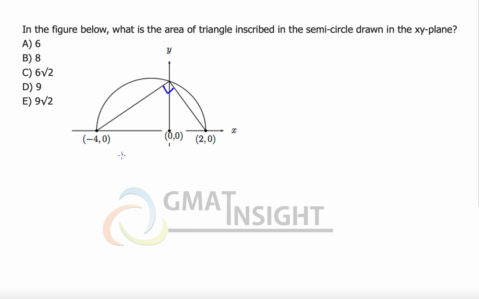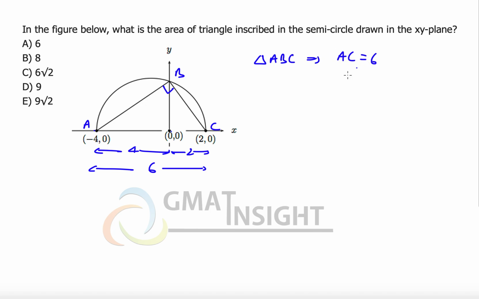Now, in this case, we also can see clearly that this particular distance is 4 units, because the x coordinate here is 4, while the other point is 2 units to the right. So this entire length will be equal to 6 units. So if I mark this triangle by the points A, B, C, then we can say that triangle ABC is a right triangle with AC equal to 6 units.